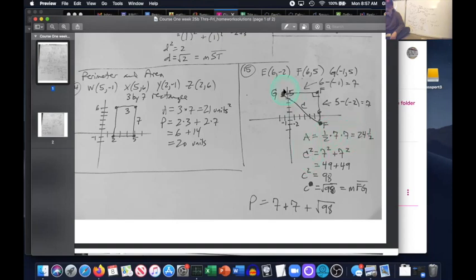But with the hypotenuse, the side we tend to call C, we had to do the Pythagorean theorem. And then once we get that missing side, we can add that to the other two sides to get the perimeter of this right triangle.